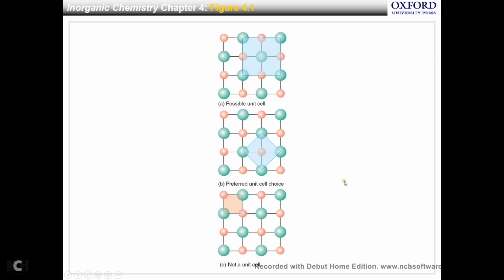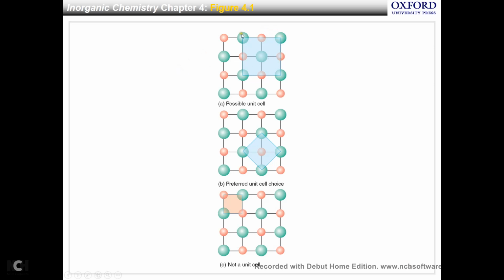Now let's look at unit cells. So imagine this is a 2-dimensional crystal structure, and this is a unit cell. If you do a translation of this cell to here, and then in this direction, and then in this direction, and repeat this unit cell many times, you will get a 2-dimensional crystalline structure.